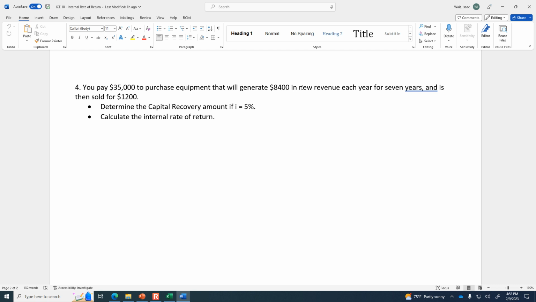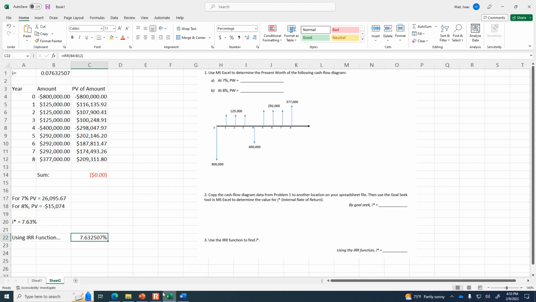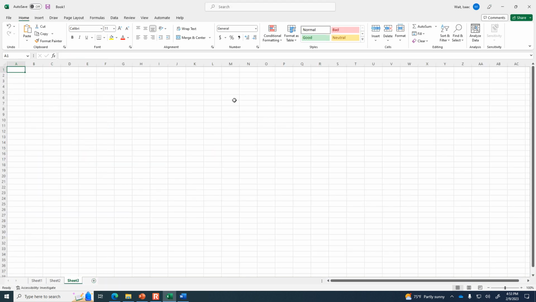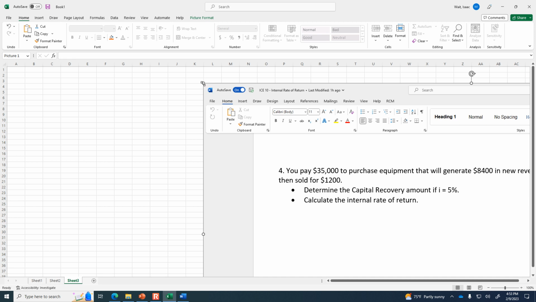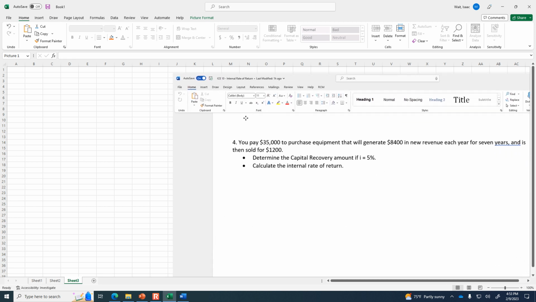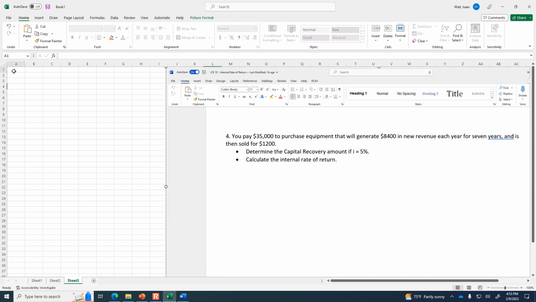So remember, there's a function in Excel. Have we talked about the payment function yet? PMT? No? Okay, well good. I'm glad that we're going to cover something new with this example. Let me just do a screenshot so I can paste it into another workbook. All right, so let's start with the capital recovery.